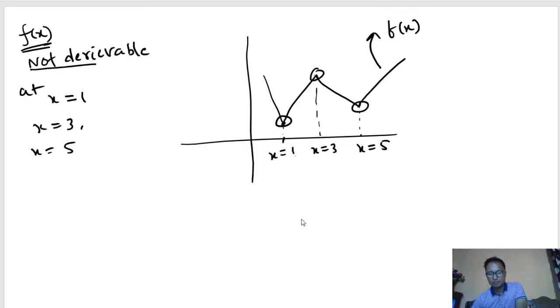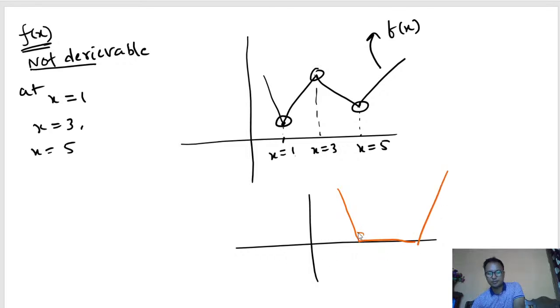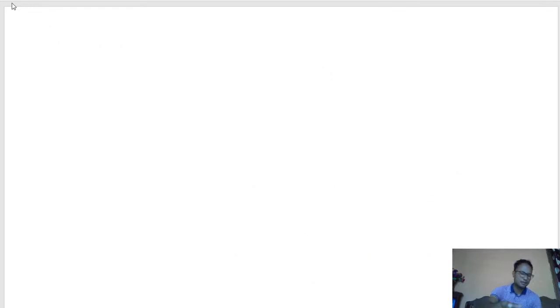Okay, suppose we discuss one more function like this here, the derivable function. If it is not derivable, the graph of the function will look like it has edges. But anyway, for exam purposes it is not so important, but you should know it. Now let's discuss one more question, another previous year question.